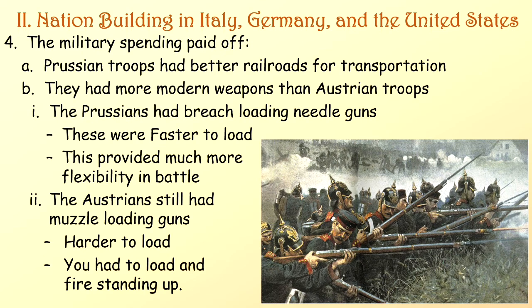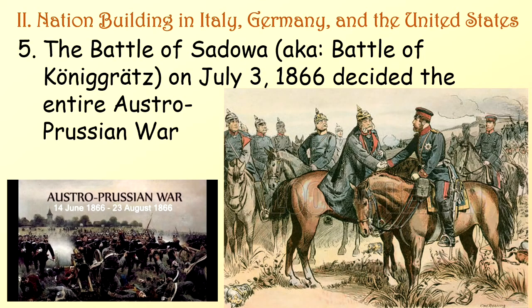The Prussians had breech-loading needle guns, and these were faster to load, and this provided much more flexibility in battle. The Austrians still had muzzle-loading guns. They were harder to load, and you had to load and fire standing up. The Battle of Sadowa, also known as the Battle of Königgrätz, on July 3, 1866, decided the entire Austro-Prussian War.